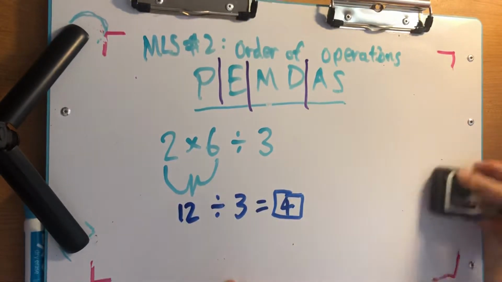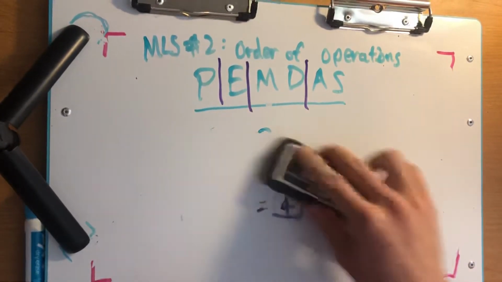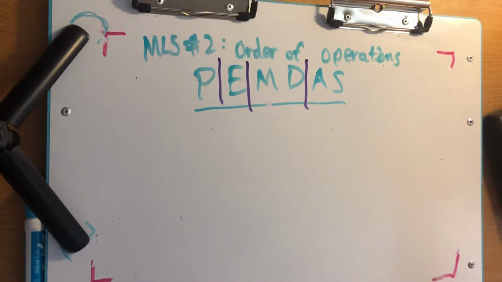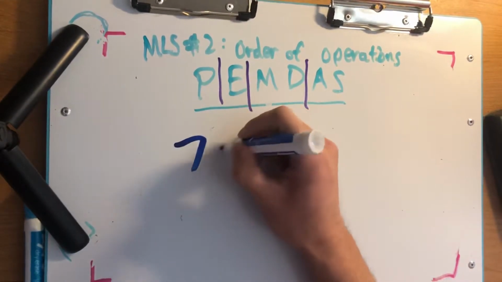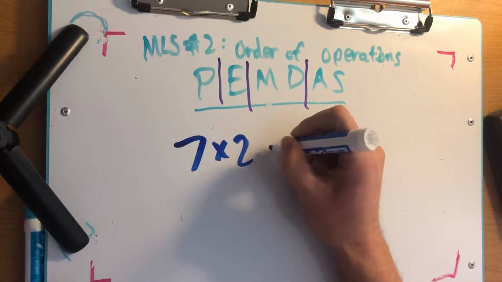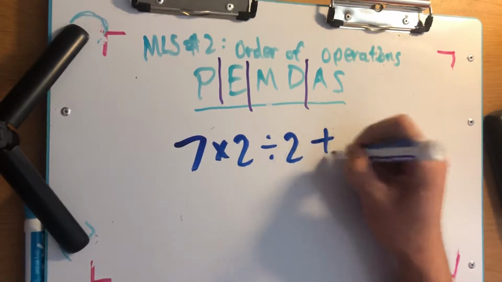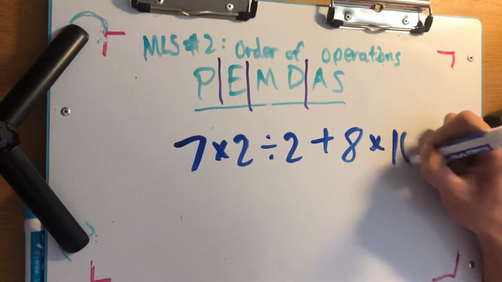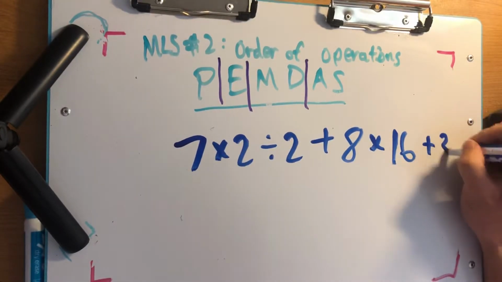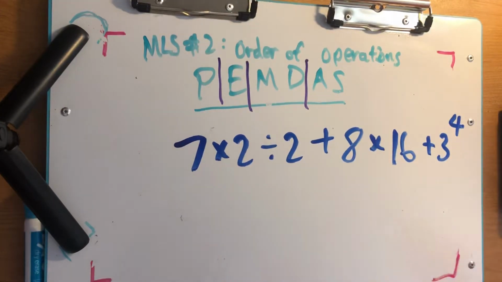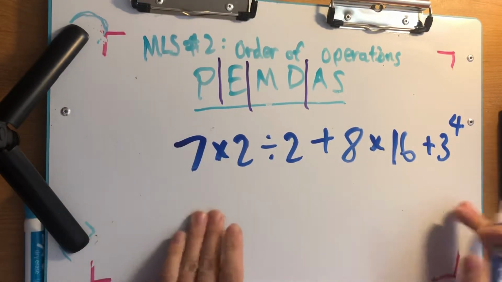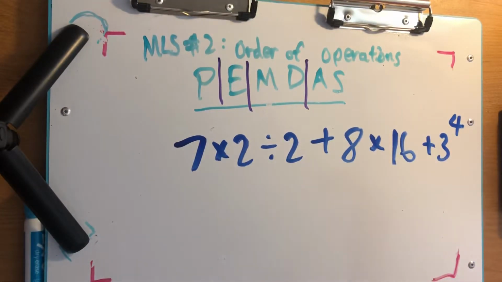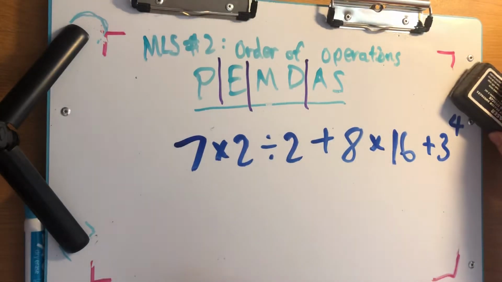It could be PEMDAS or PEMDSA. So once we practice this a lot, you could just make up some numbers, write out things like 7 times 2 divided by 2 plus 8 times 16 plus 3 to the power of 4. Doesn't matter. And you could try this out. Maybe try out this problem, see what you get. Compare it to the answer that Mr. Yao doesn't have.